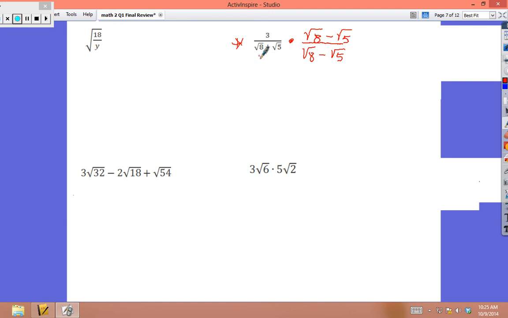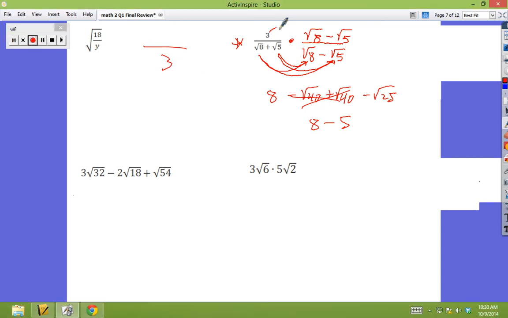Okay, now this is awesome because on the bottom, when you start foiling, when you start distributing, the square root of 8 times the square root of 8 is just the square root of 64, which is 8. And the square root of 8 times a minus square root of 5 is a minus square root of 40. 5 times the square root of 8 is a positive square root of 40. The square root of 5 times a minus square root of 5 is a minus square root of 25. These two zero out, and that's 5, so it's really 8 minus 5. So cleverly, you changed that bottom into a 3.